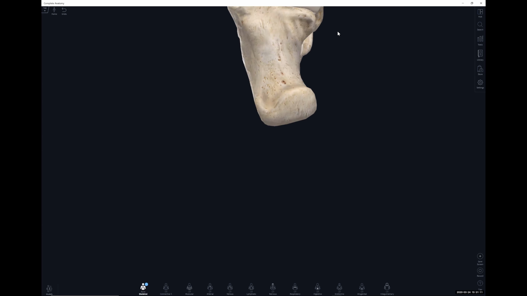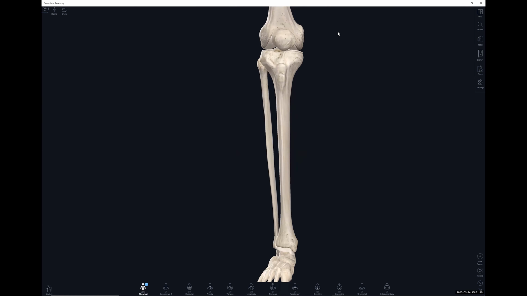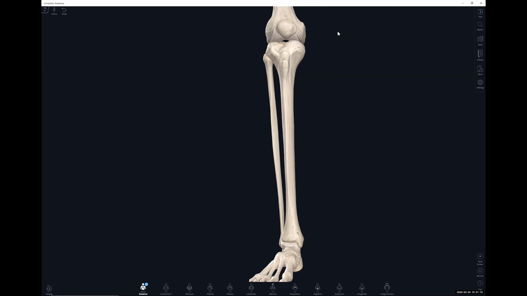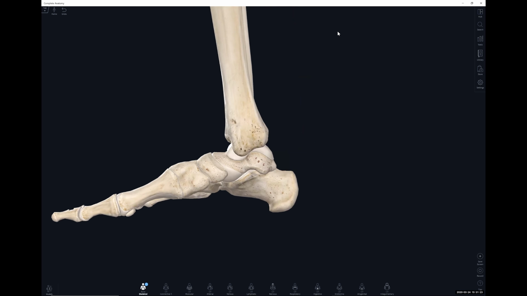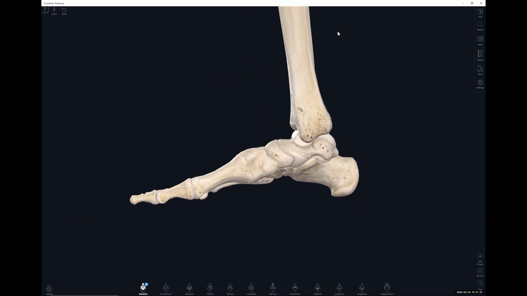Here is an inferior view. And here is a superior view. Now let's come back to this view. This is my medial view. A couple of neat things to notice about the architecture.